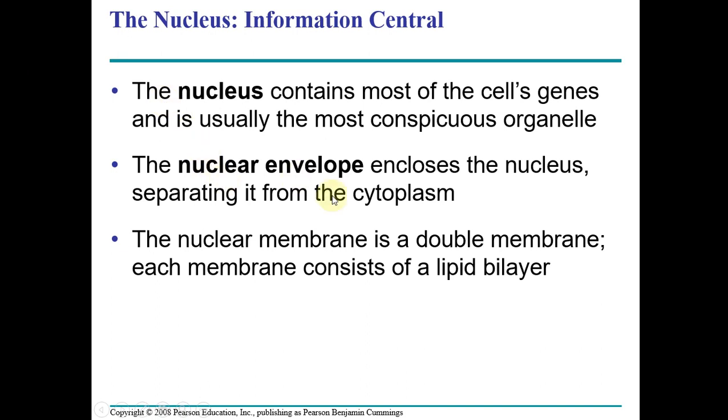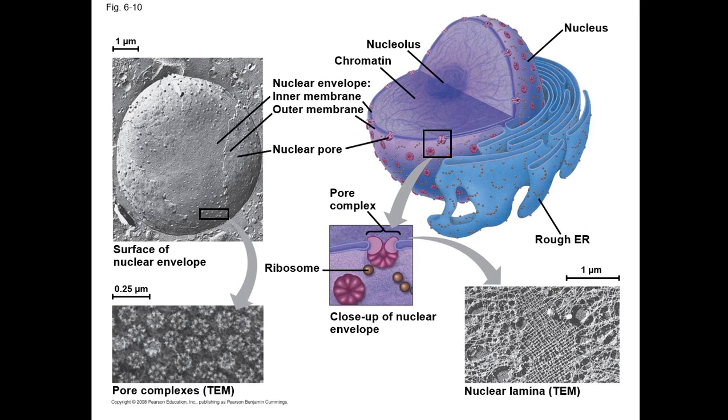Nuclear envelope encloses the nucleus, separating it from the cytoplasm. Kaya sabi ko nga, cytoplasm is bounded by the nuclear envelope and the plasma membrane. Nuclear membrane, yung membrane ng nucleus, it's also a double membrane, same as the plasma membrane, and it consists of lipid bilayer. Hindi na siya phospholipid, but it's a lipid bilayer. So, this is an illustration showing you the nucleus.